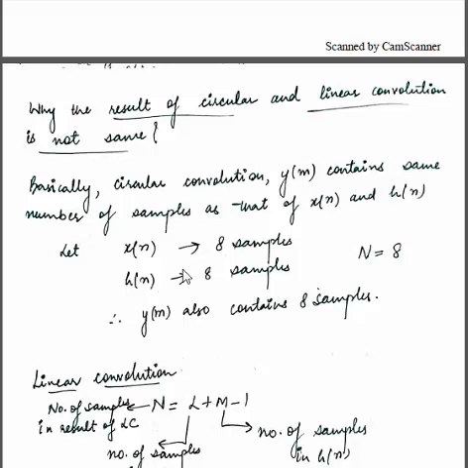In this example, let us take x of n to have 8 samples and h of n also contains 8 samples. That means it is an 8 point DFT. So circular convolution is given by y of m is equal to x of n circular convolution h of n. So the output y of m also contains 8 samples.